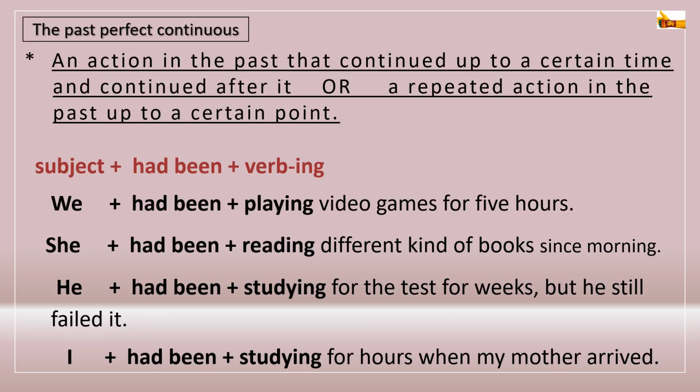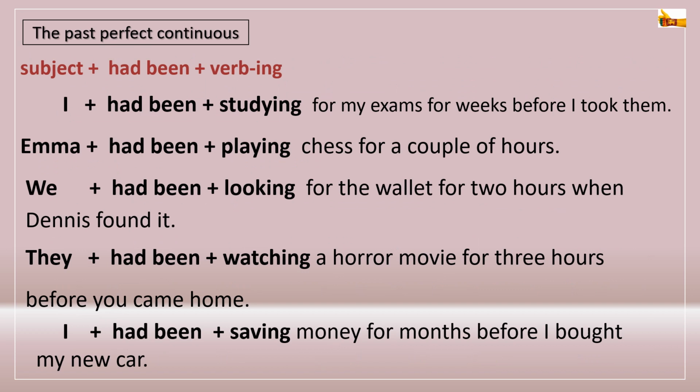Look at these examples. We had been playing video games for 5 hours. She had been reading different kinds of books since morning. He had been studying for the test for weeks, but he still failed it. I had been studying for hours when my mother arrived. I had been studying for my exams for weeks before I took them. Emma had been playing chess for a couple of hours.